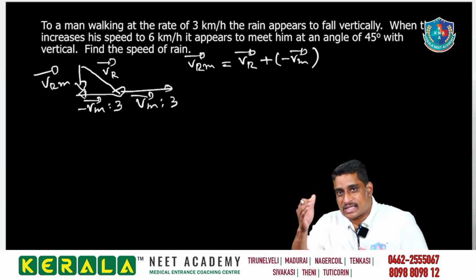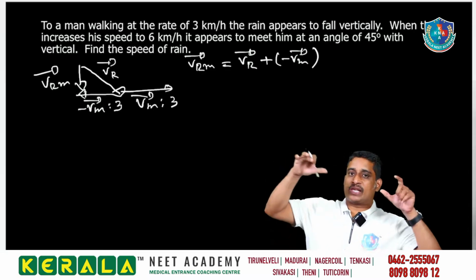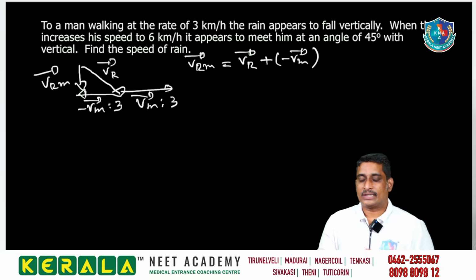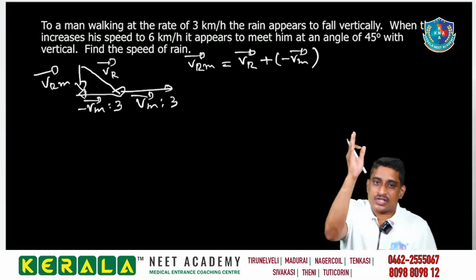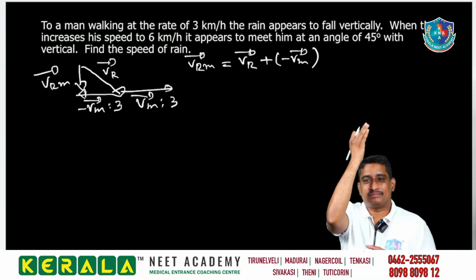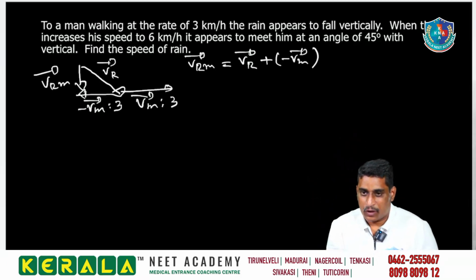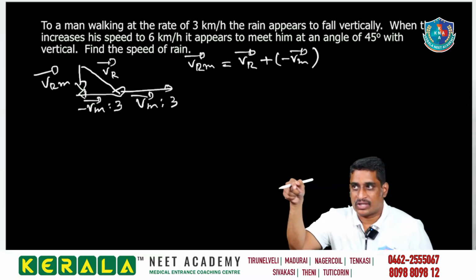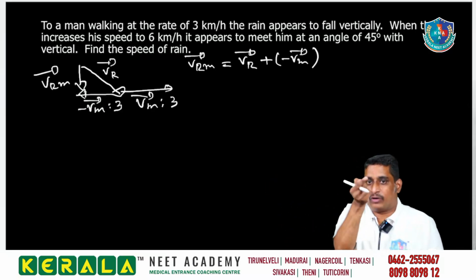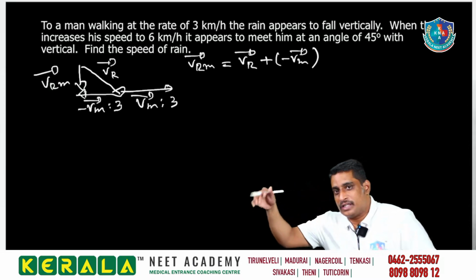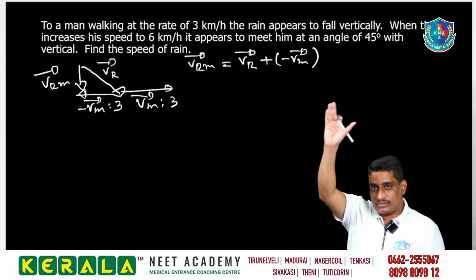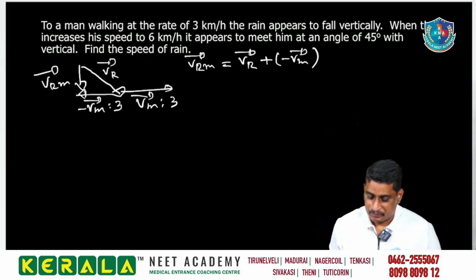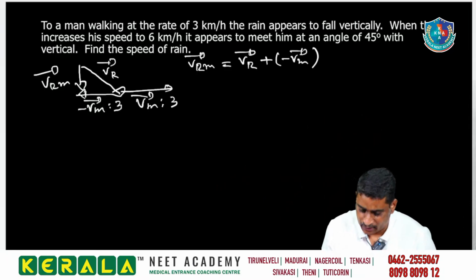When he increases his speed from 3 kmph to 6 kmph, the rain from the vertical direction will still be tilted away. Initially it is falling at some angle. When he starts moving with some speed, 3 kmph, it has become vertical. Still, if he increases his speed to 6 kmph, that rain will be tilted away. So just look at this diagram for the second part.